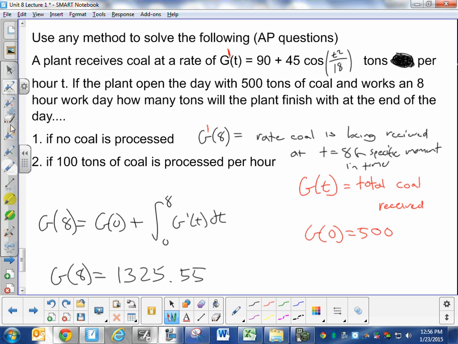Okay. So what if 100 tons of coal was processed per hour? How much coal would we end up with? Good. We subtract 800: 100 tons of coal processed per hour, 8 hours. Good.